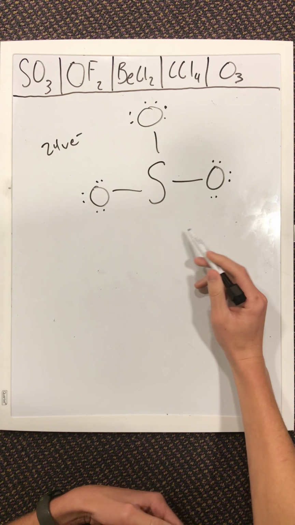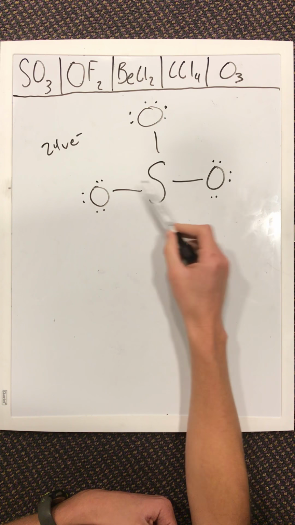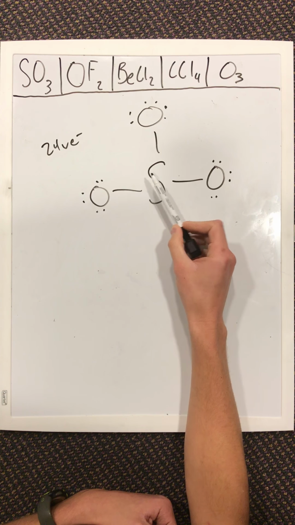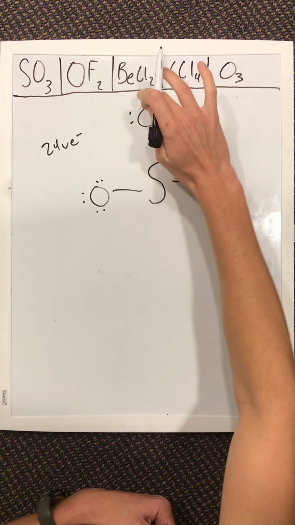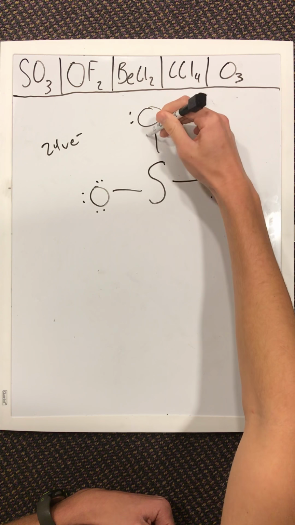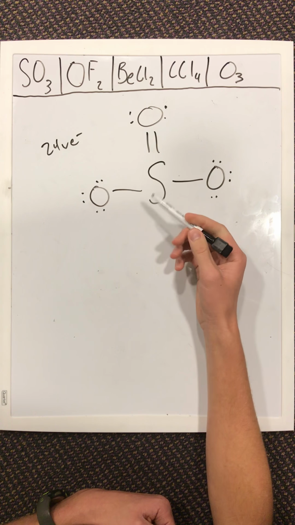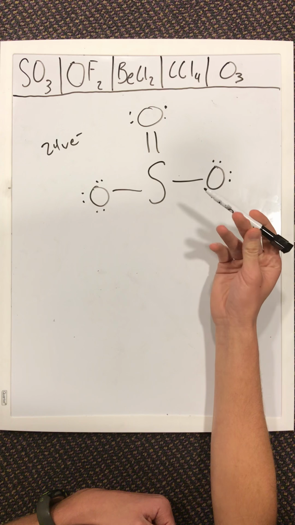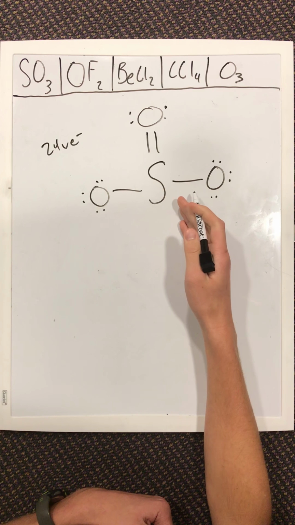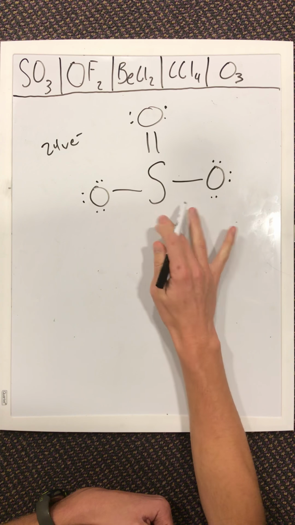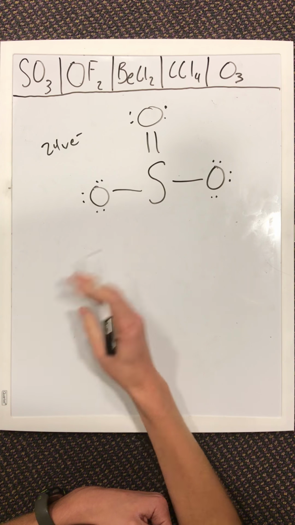So for this one, in order to get an octet on the S, we're going to have to make a double bond somewhere in here. And it could actually be on any of these O's, so I'm just going to go ahead and put it on this one. But you could put a double bond here or here. This molecule is going to experience resonance. But this is the completed Lewis structure. There's octets on everything, and formal charges are optimized.